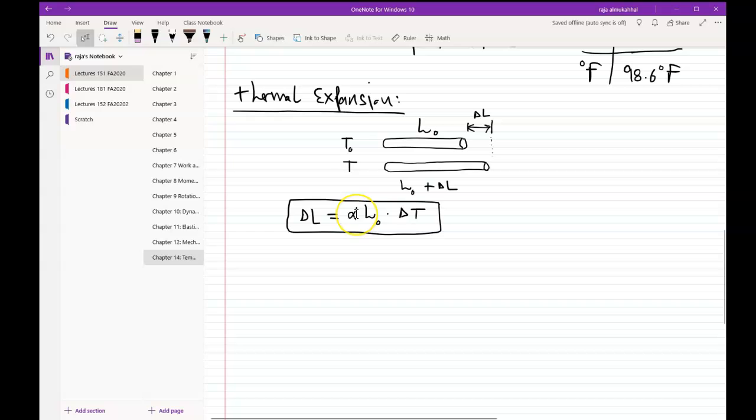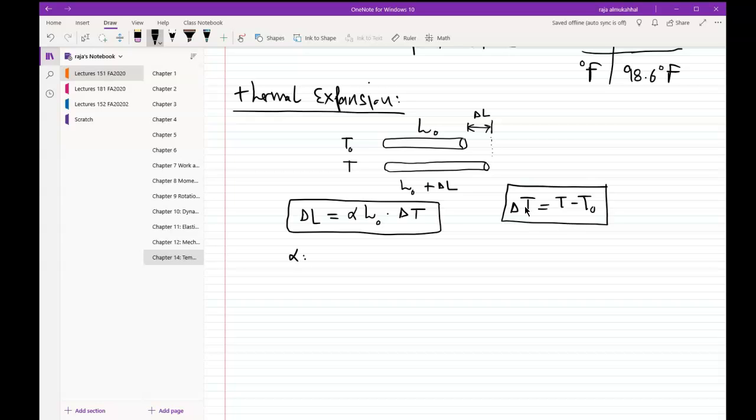This linear expansion delta L can actually be measured or predicted by this formula. It's basically alpha, a coefficient, I'll come back to it in a second, times the original length of the rod at T naught, and then times delta T. What is delta T? Delta T basically is the difference between the two temperatures here, T and T naught, in such a way that delta T is positive. So you want to put the higher temperature minus the lower temperature, so that's going to be T minus T naught. So that will be the value of delta T here, got that?